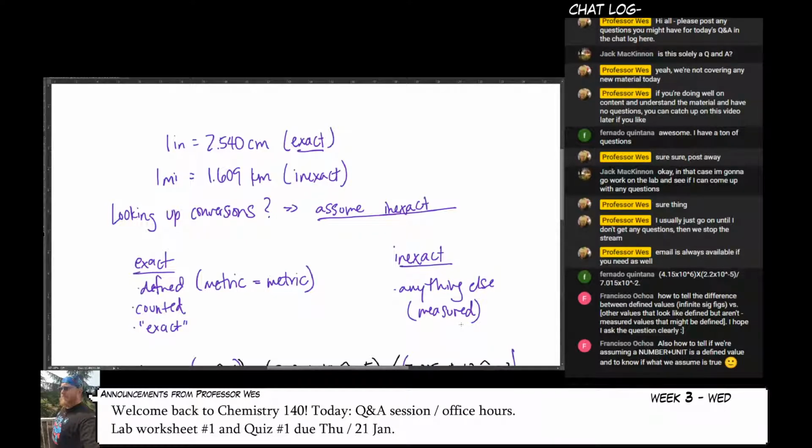When you're looking up stuff online, it's important to try and consider the context of what is being stated. But that's not always possible. If you're looking up a conversion in Google, just assume that it's inexact. As long as you get 4 or so sig figs from your conversion, you're generally okay. I hope that answered those questions.